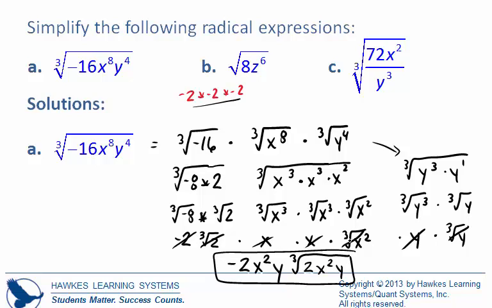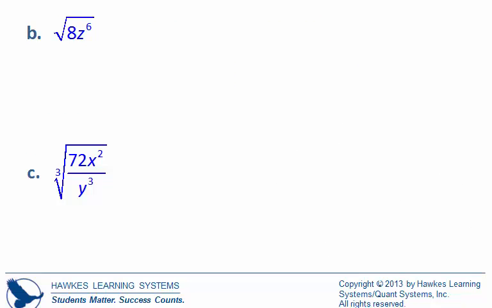All right, let's move on to part B. Part B is asking me to find the square root of 8z to the 6th. All right, so again, this is a square root, and we want to group in terms of powers of 2. So let's break this up. We'll do a square root of 8, and let's do a square root of z to the 6th.